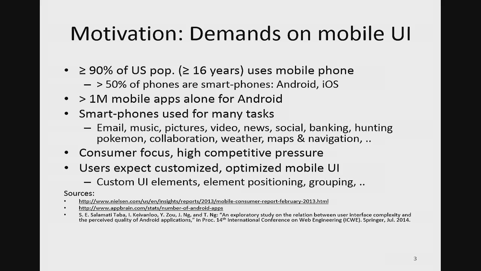So the motivation, it's pretty clear that mobile phone applications are here and on a massive scale, right? So there's more than 90% of the US population over 16 years has a mobile phone, and more than half are smartphones. There are more than 1 million Android applications at this point. The applications are used for many tasks, lots of things we do on desktops, and games and maps and navigation and lots of things. So there's obviously a large consumer focus here, and there's lots of competition, so that drives innovation in user interfaces, right? At least to all these specializations and optimizations.